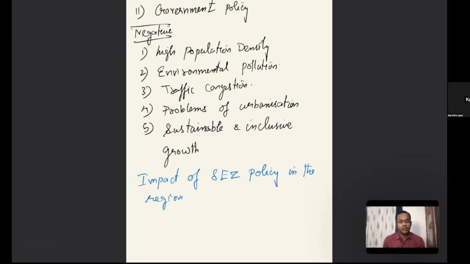And the government policies. That is the second part of the question, how the government policies have been taking place. Not about the government policies, its impact. Still, the negatives can be discussed. Because of all these reasons, high population density will bring environmental pollution, traffic congestion, problems of urbanization, and sustainable and inclusive growth issues. This just needs to be mentioned in a paragraph or slightly more than one paragraph, not more, right?